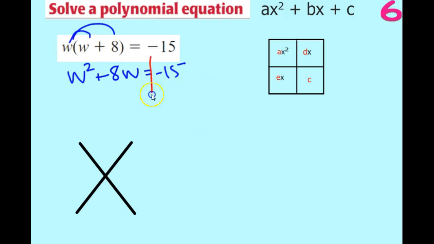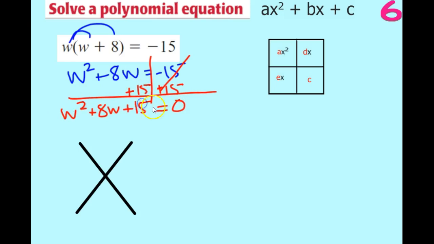And we need it equal to 0, so I'm going to just add 15 over to the other side. So it's equal to 0. We have W squared plus 8W plus 15. You can't combine these together because the 15 does not have a W with it. So here are our three terms.